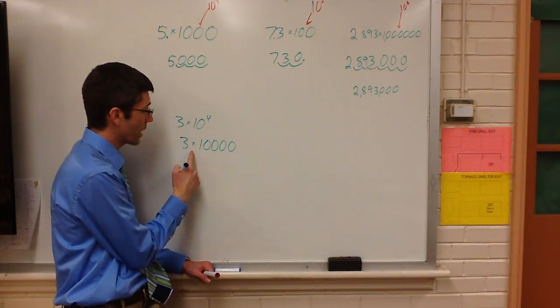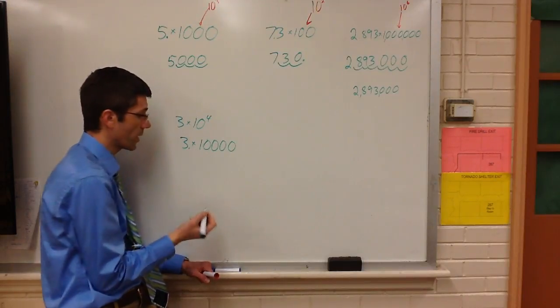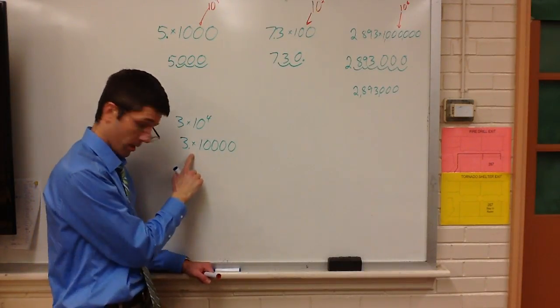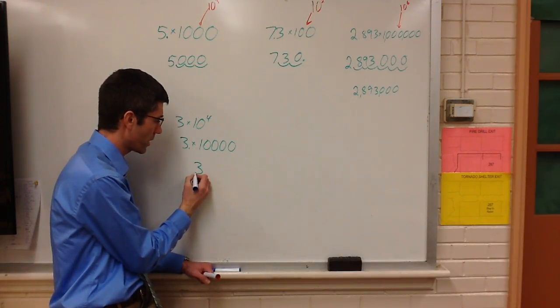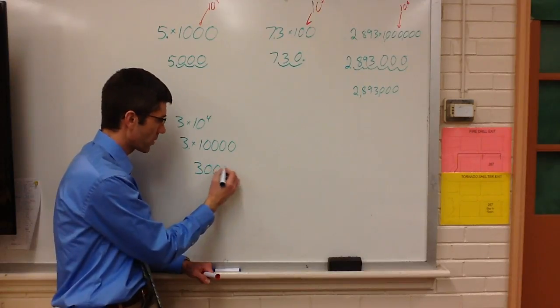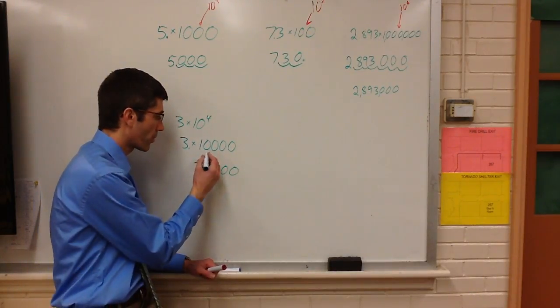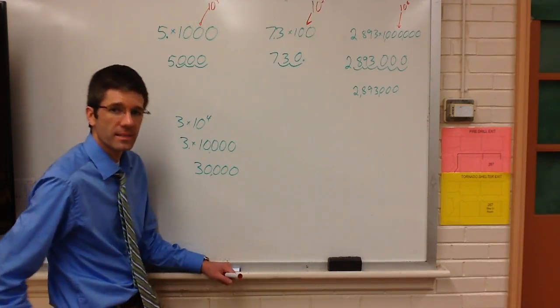And that means I'm going to move my decimal over 4 places. Here's my decimal right now. Glasses keep sliding down. Here's my decimal right there. And I'm going to move it 4 places. So 3, 0, 0, 0, 0. And it makes sense. 3 times 10,000 is, well, 30,000. There we go. This is scientific notation.